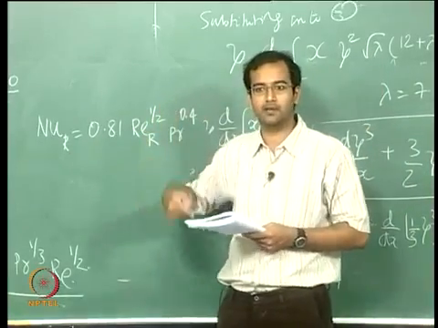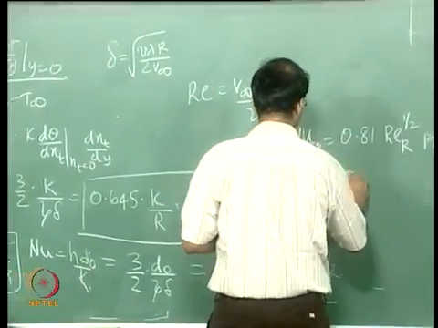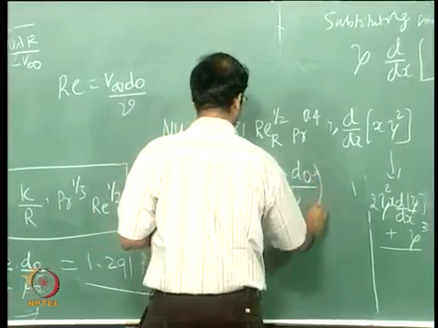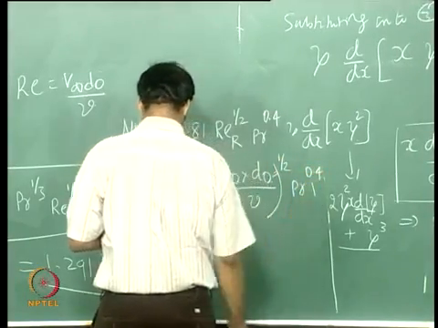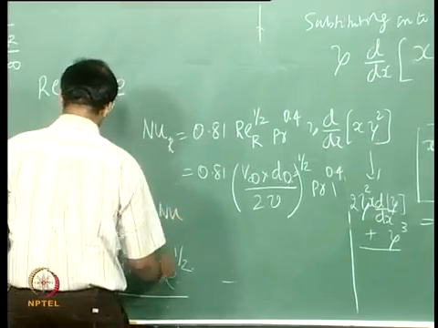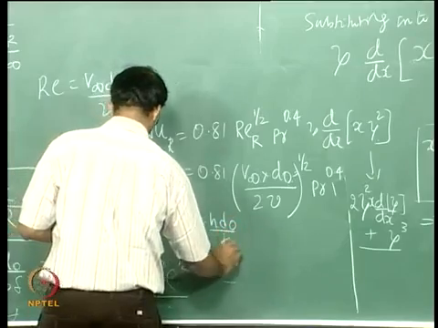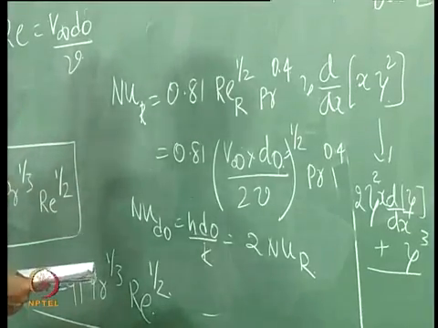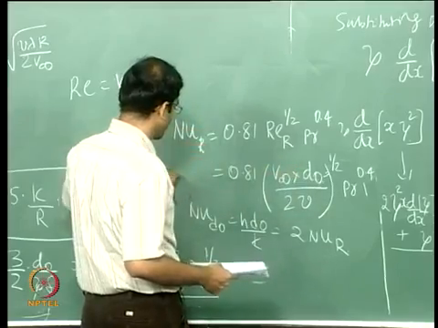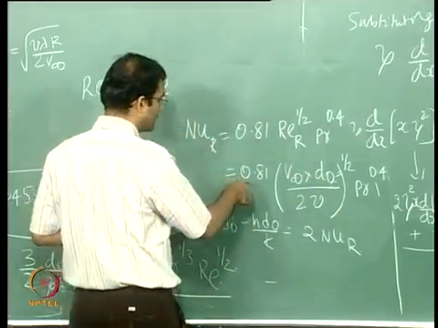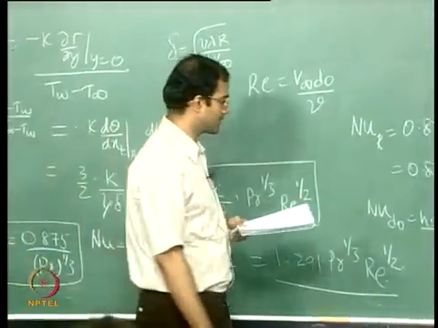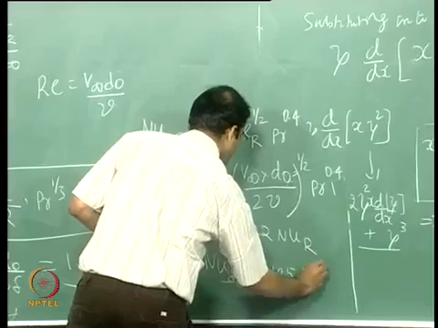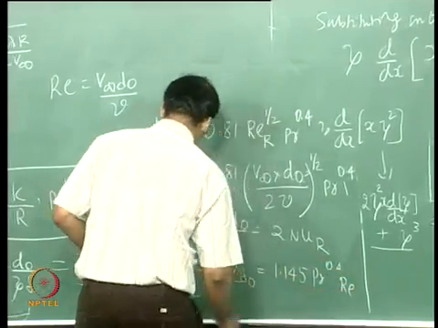So if you convert this in terms of diameter, okay, it's a straightforward conversion. So this can be written as 0.81 times v infinity into d naught by 2 times nu, power half, Prandtl number to the power 0.4, and you can define your Nusselt number based on diameter as h d naught by k, which is nothing but twice of Nu_r, okay. So if you multiply by 2, this will be nothing but your Nu_d naught, and on this side you will have a factor of 2 into 0.81 divided by square root of 2, okay. So this will give you Nu_d naught as 1.145 Prandtl number 0.4 Re based on your diameter power half.